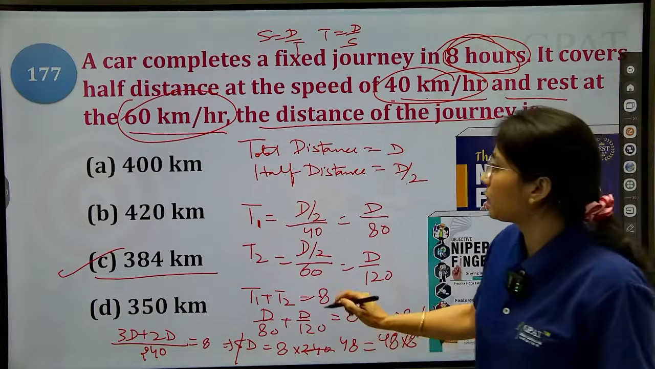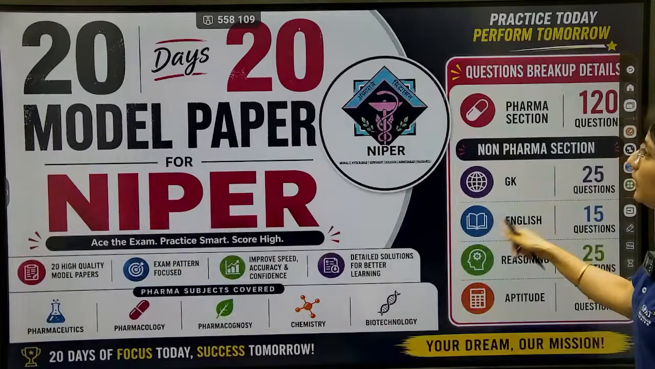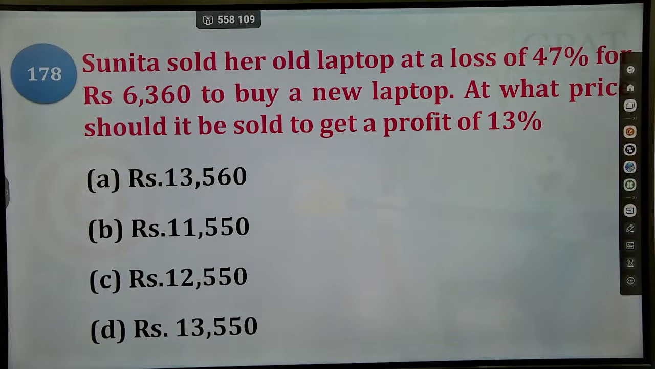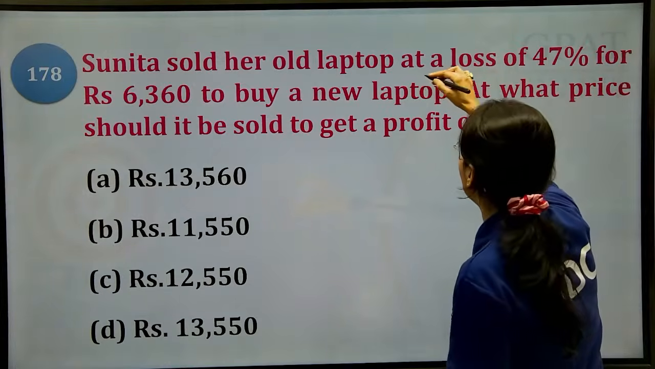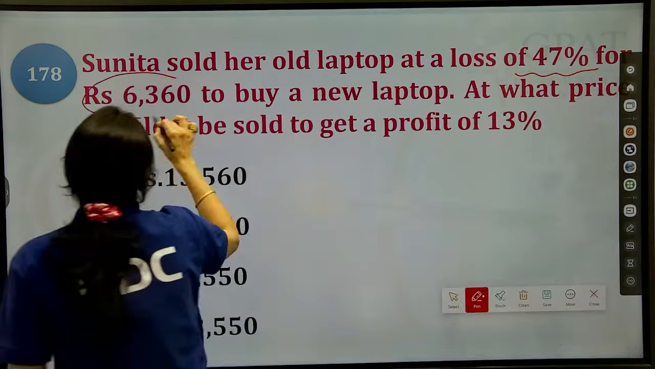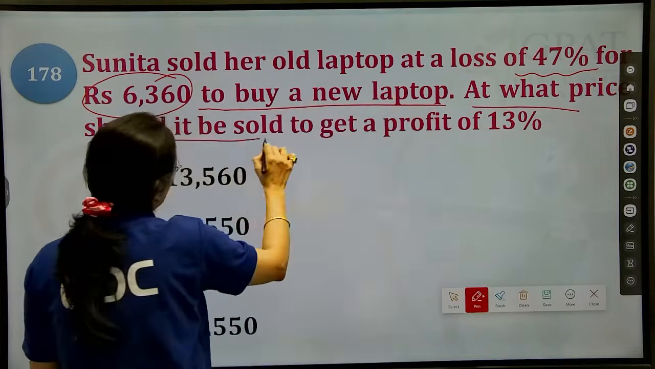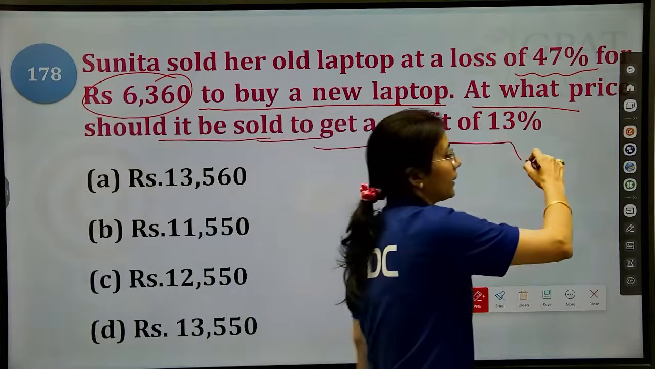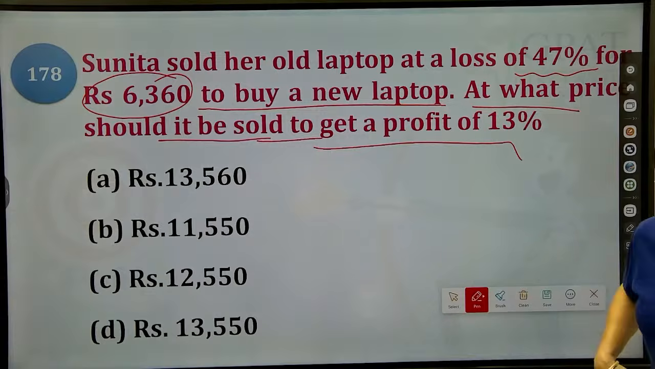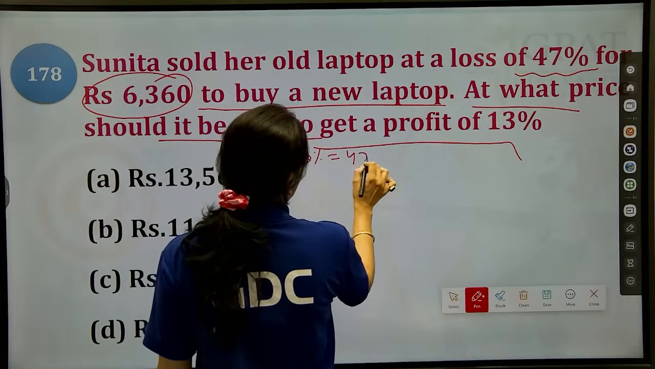Okay, now move to the next question. The question is, Sunita sold her old laptop at a loss of 47% for rupees 6360 to buy a new laptop. At what price should it be sold to get a profit of 13%? So the loss percent is 47%.